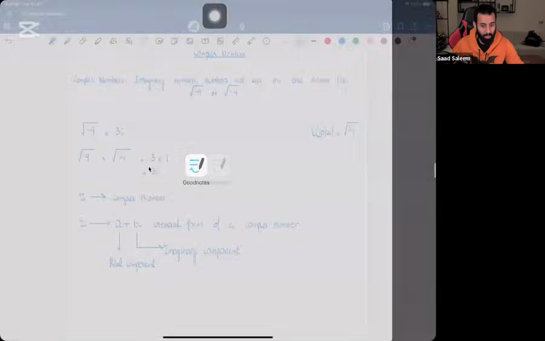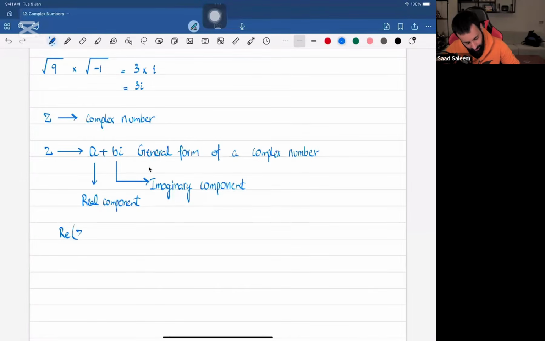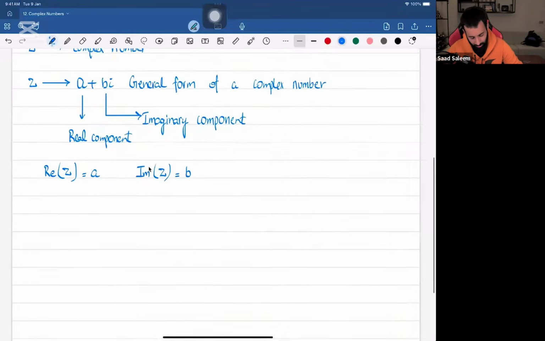Okay, so if the way that we write it is this, that the real component of Z is equal to A. This means that the real component of Z is equal to A, and the imaginary component of Z is equal to B. Okay, don't take this lightly. These are the symbols that you will notice are used in exams, or in past papers.